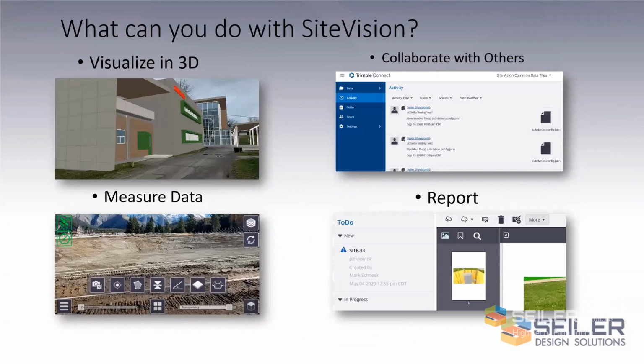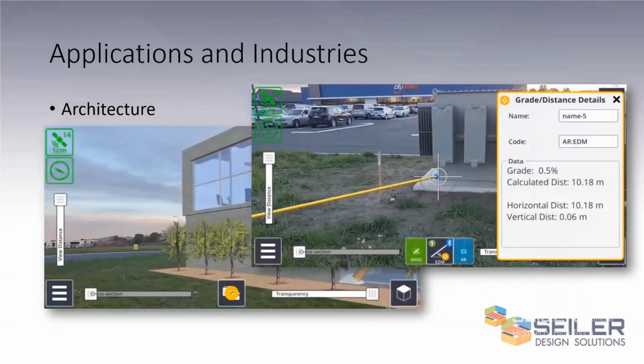Okay, what can you do with SiteVision? You can visualize 3D models. You can collaborate with others, so I can project my design intent into the real world, into an augmented reality, and then share and collaborate with others using the Trimble Connect platform. We can use it to measure and collect data in the field, and we can also do reports back on any kind of clash detection or field notes that are created in the site.